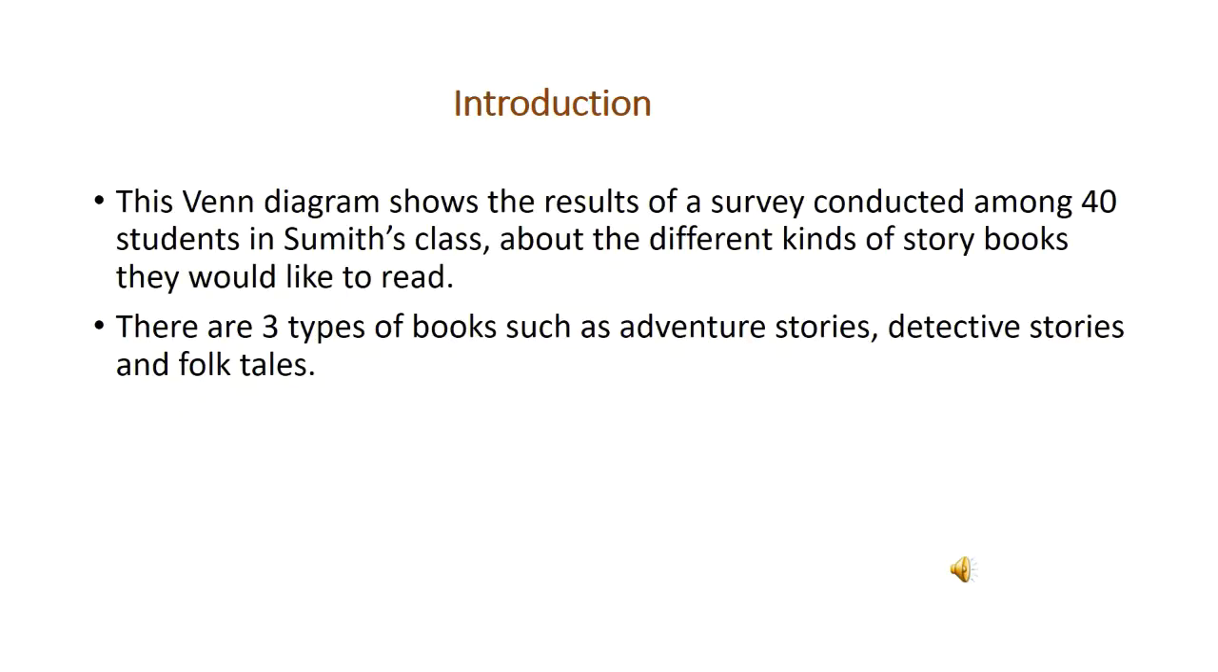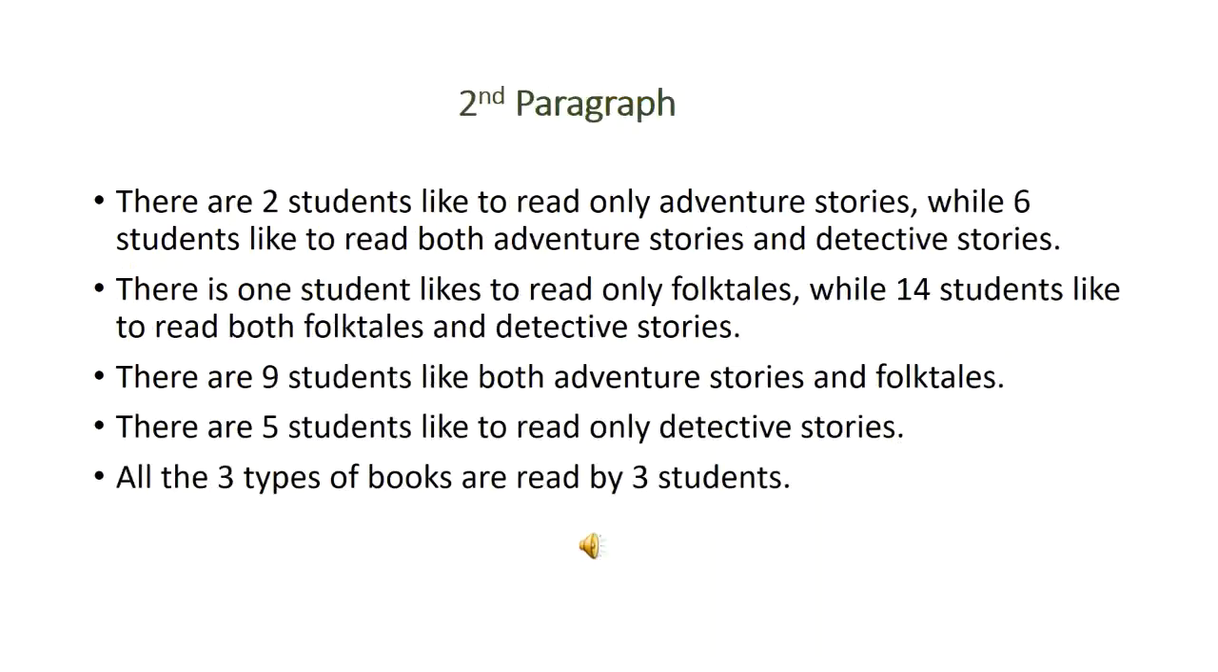Let's write the Venn diagram now. Introduction. This Venn diagram shows the results of a survey conducted among 40 students in Sumit's class about the different kinds of storybooks they would like to read. There are 3 types of books, such as adventure stories, detective stories, and folk tales.